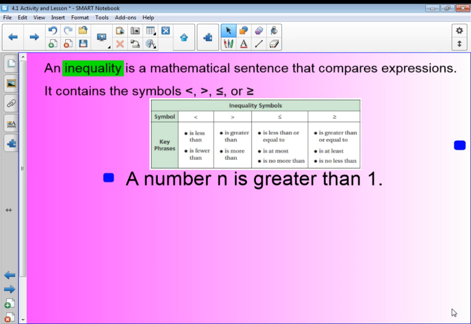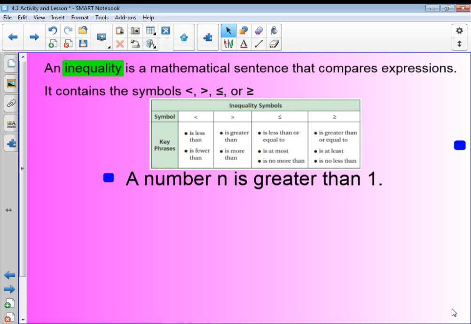For the less than symbol, they might use "is less than" or "is fewer than." For the greater than symbol, they might use "greater than" or "more than." For the less than or equal to symbol, that is usually what's stated, but they could also use "at most" or "no more than." And the last one is greater than or equal to. They might also use the wording "at least" or "no less than."